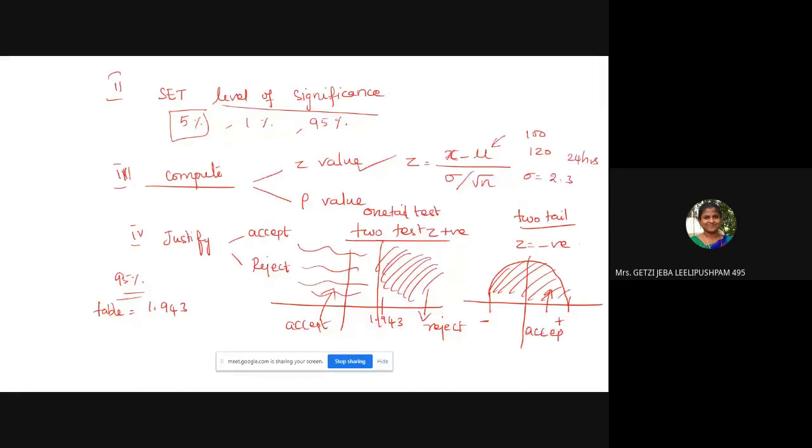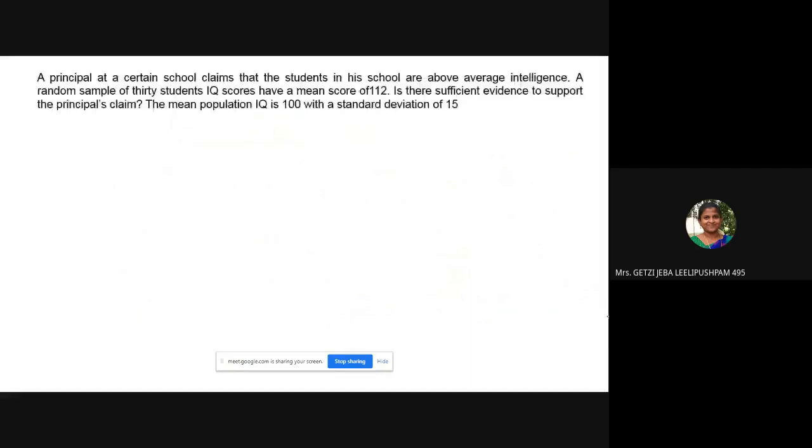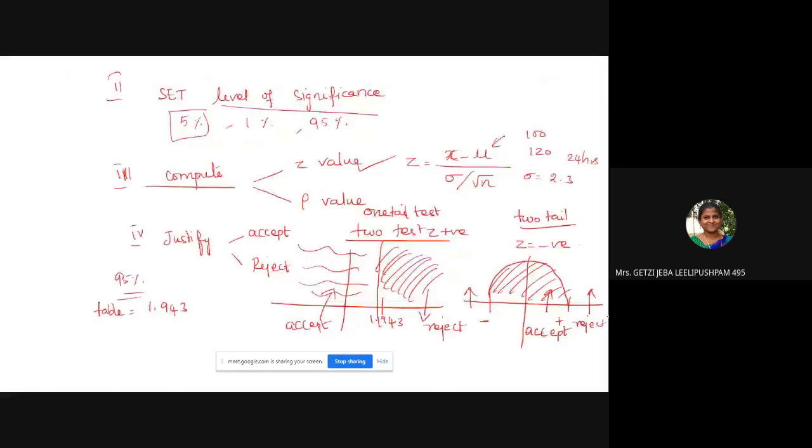If your value falls here or here, you will reject it. You will just straight away say, I'm not going to accept the hypothesis. Okay, you understood? So these are the 4 steps for hypothesis testing.